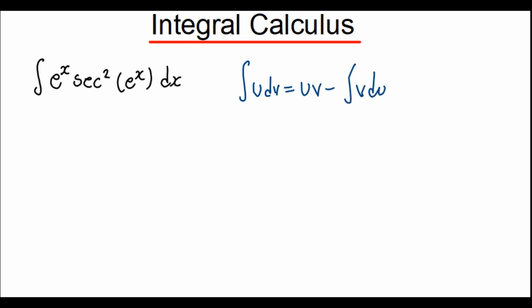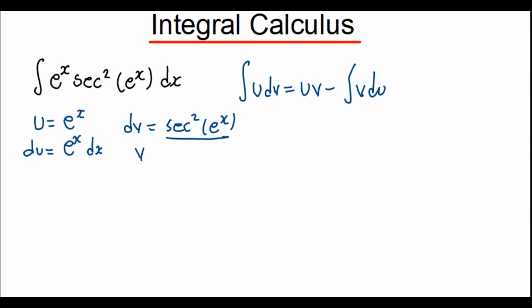I can choose to let my u be equal to the exponential function, which is e to the power x, then my dv to be equal to sec squared e to the x, like that. So my du will be e to the x multiplied by the derivative of the power. The derivative of the power is 1, so it will just be like that, and I'll say dx there. Then for my v, it's just the integral of this one.